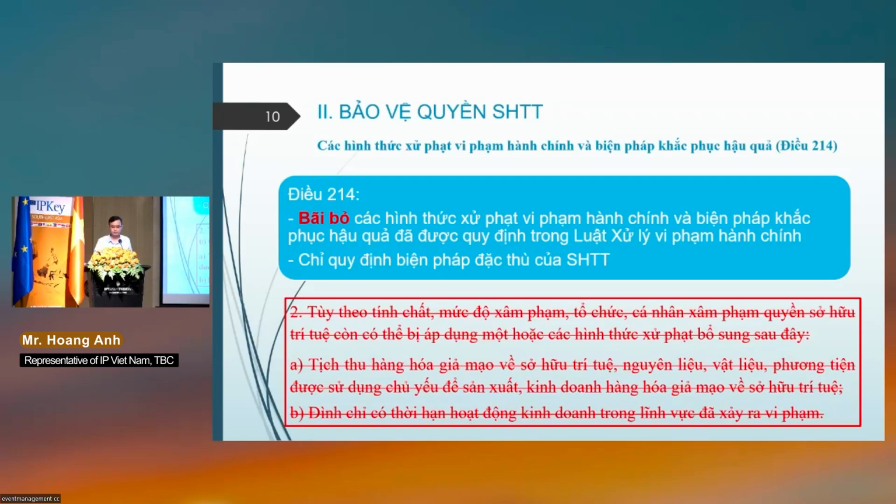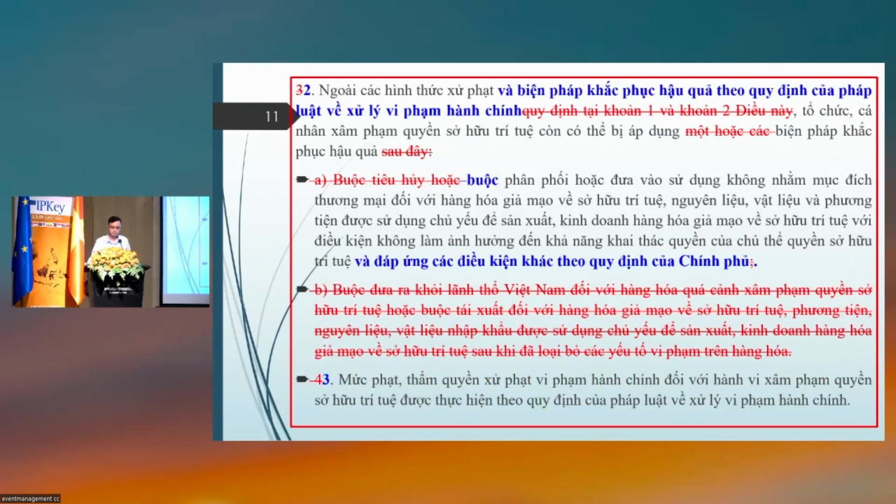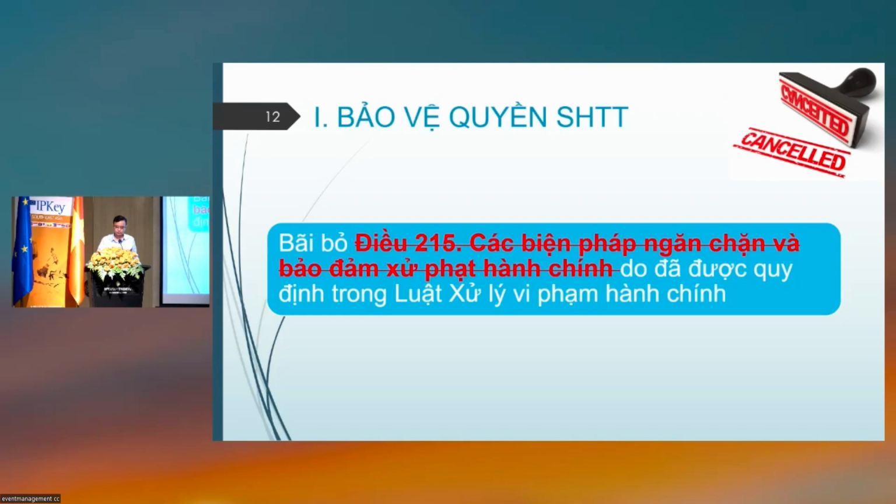Article 214 also stipulated on the removal, the lifting of the forms of administrative penalties because, as I said earlier, those have been specified in the law on administrative violations already. And here, the changes in article number 214. Yeah. And with the same reason that it has been stipulated in the law on administrative violations handling, which leads to the cancellation, the removal of article number 215.